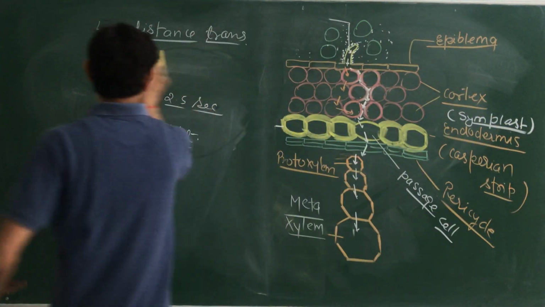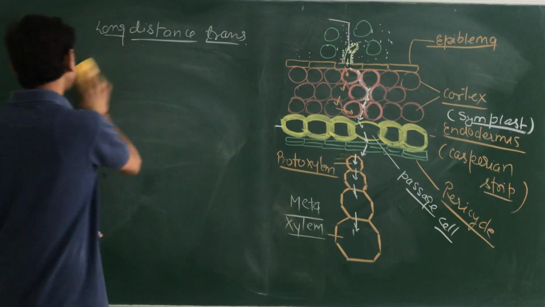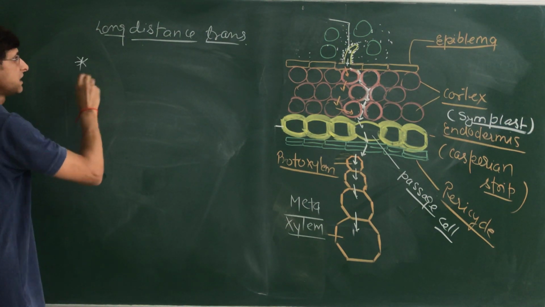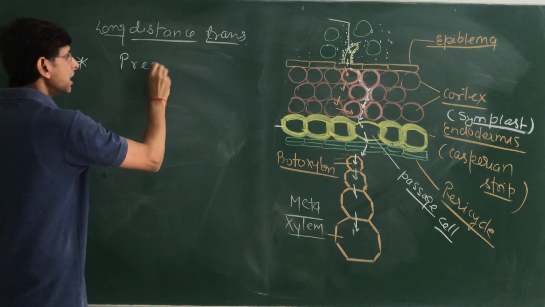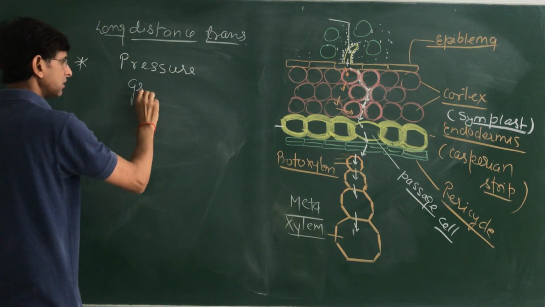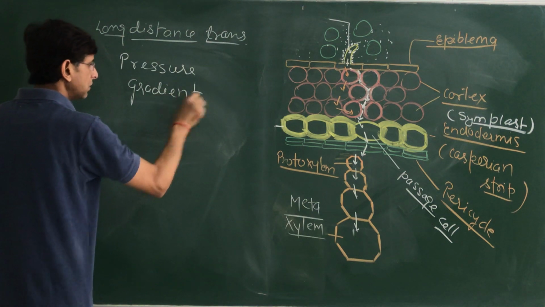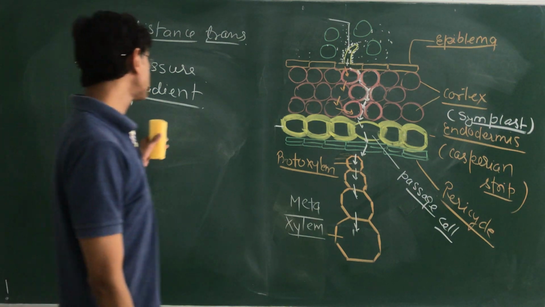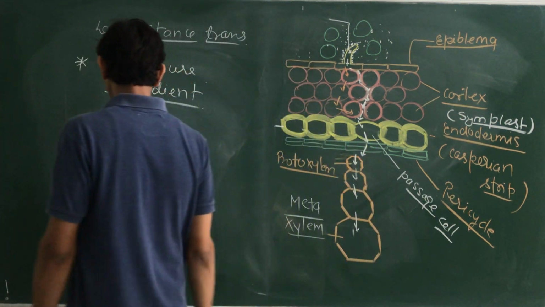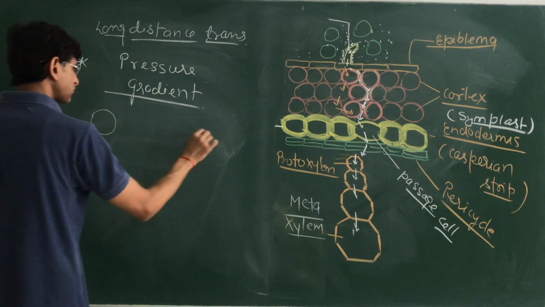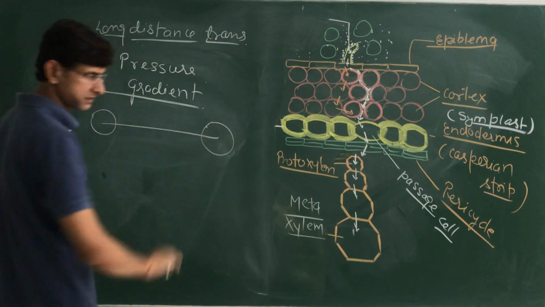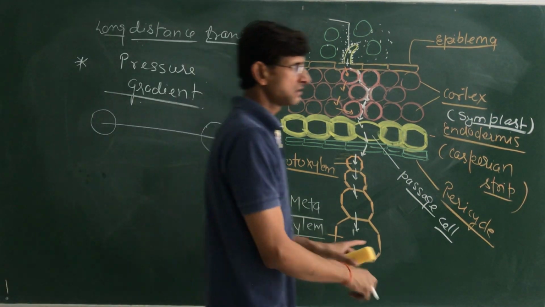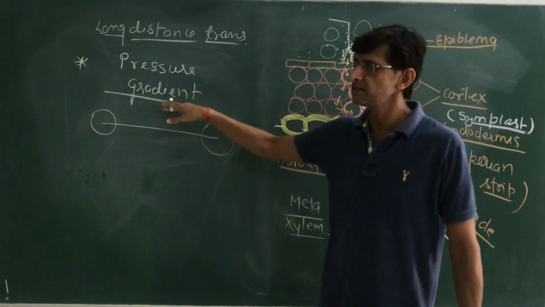So with which process can we understand long distance transport? We consider a few kinds of pressure gradients to make this long distance transport possible. What are these pressure gradients? A pressure gradient means a huge difference of pressure between two points. When a certain parameter changes according to distance, we call it its gradient.